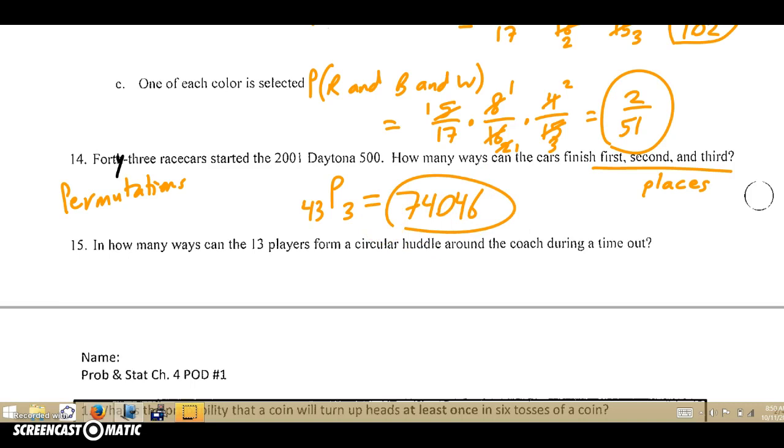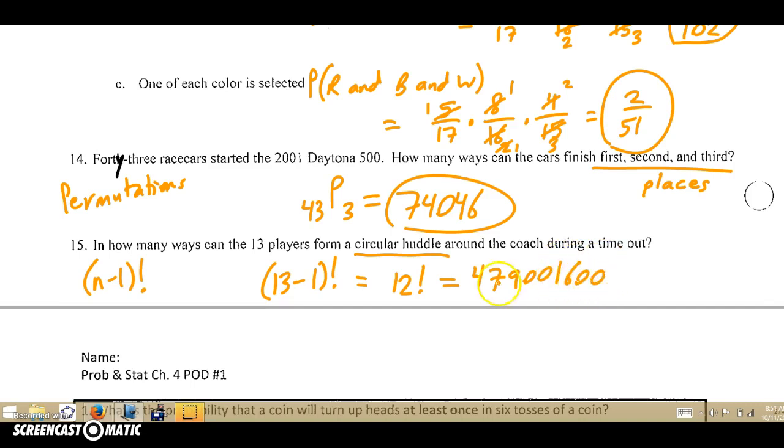Alright, number 15. In how many ways can the 13 players form a circular huddle? Ooh, circular permutations around the coach during a timeout. You might remember anything circular is a circular permutation: a revolving party tray, circular huddle, something like that. How many ways can we line up in a circle? N minus 1 factorial. So there are 13 people minus 1. So that'll be 12 factorial, and you type that in your calculator, and you get a big honkin' number. I believe it's 479,001,600. It's a big number.